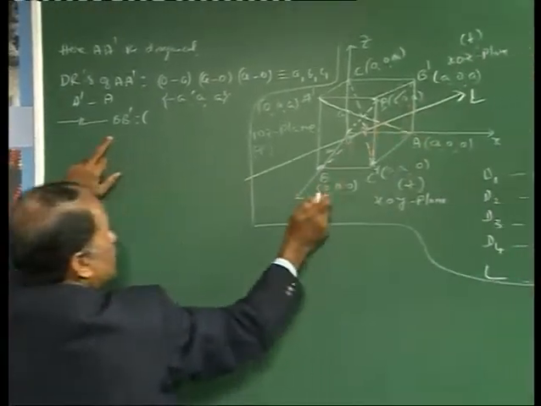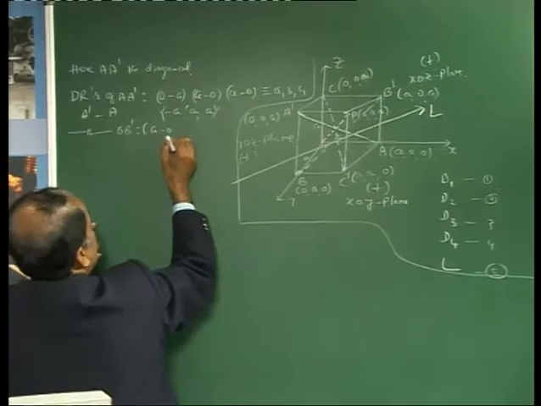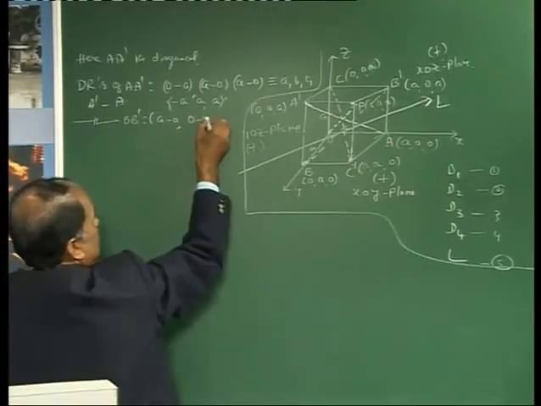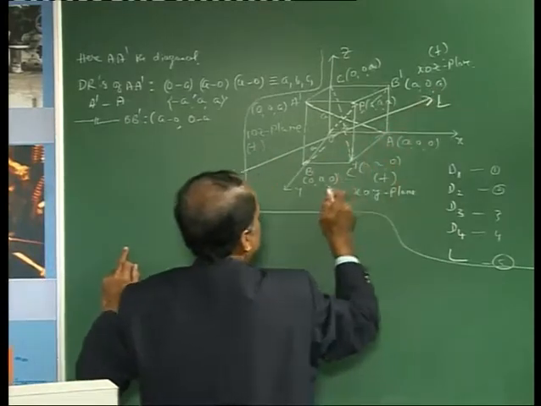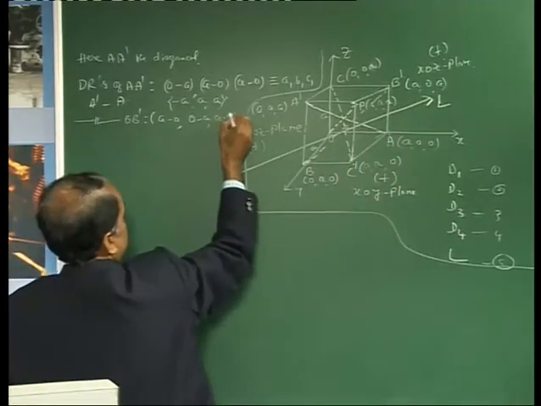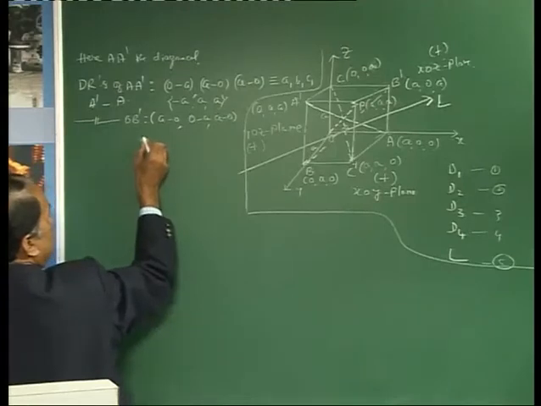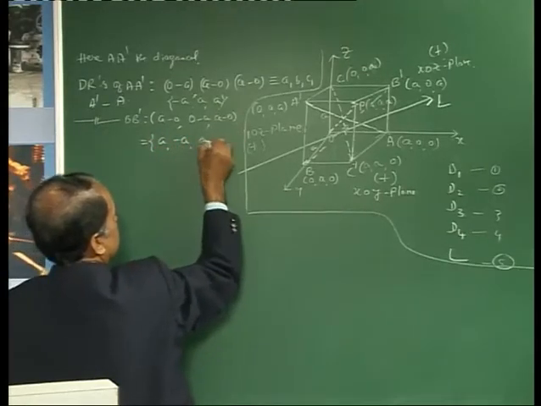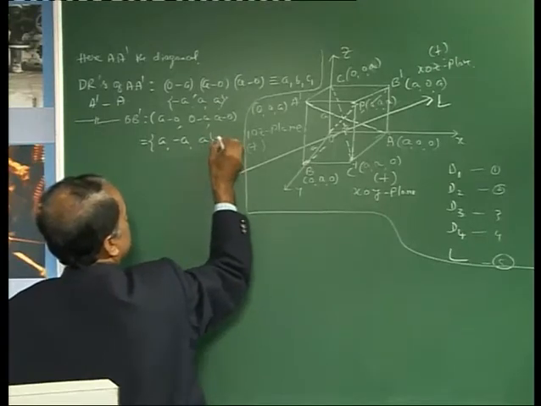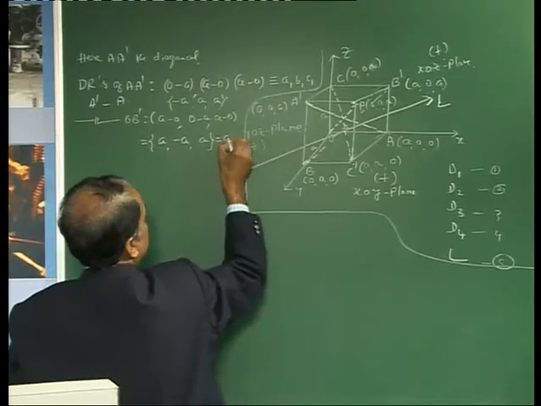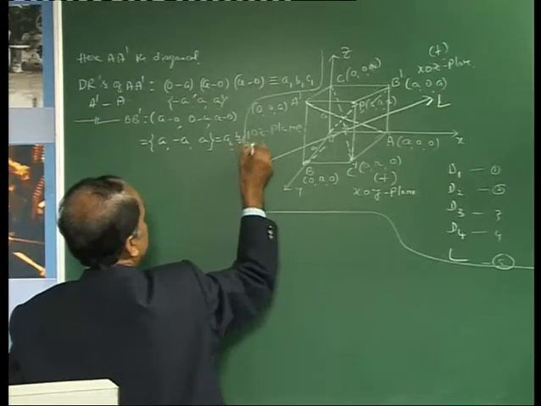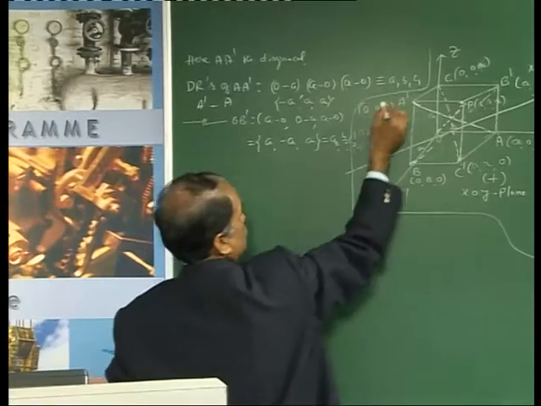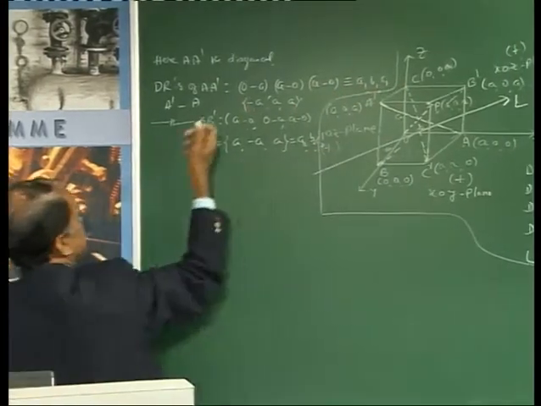B dash, that is A minus 0, first value, then 0 minus A, next value, A minus 0. These values will be A, this should be minus A, this should be A, and these values are nothing but A2, B2 and then C2. Second set of direction ratios. These are the first set of direction ratios.